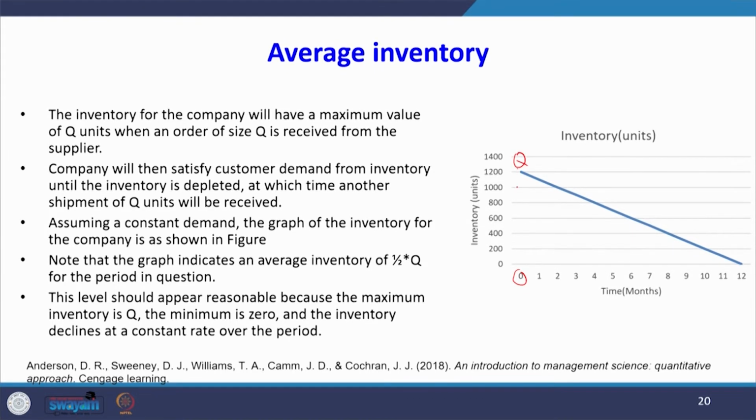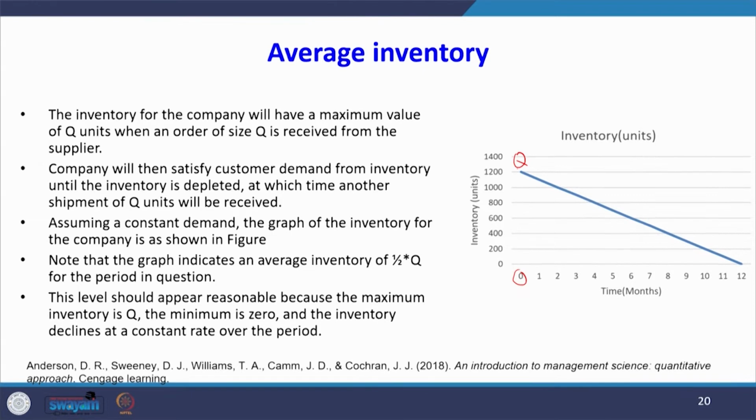Suppose I have 1200 units in my hand. Assume that this is monthly demand, so every month I am consuming 100 units. I will start from 1200, 1100, 1000, 900, 800, up to 0.